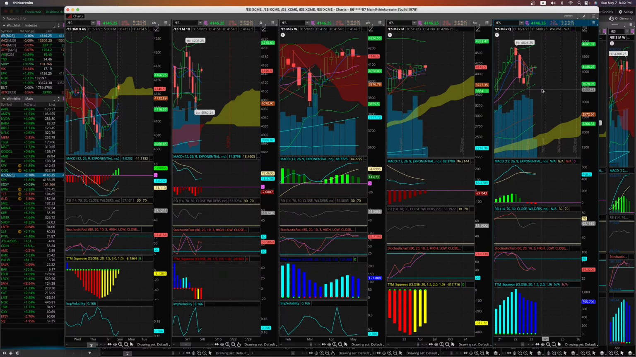Right now I want to just show you what the TTM squeeze is and what it means, and then I'll go into the details on the lower time frames, how everything works.